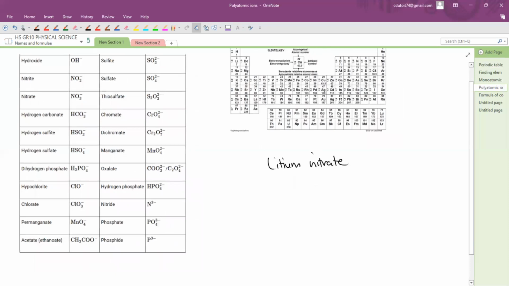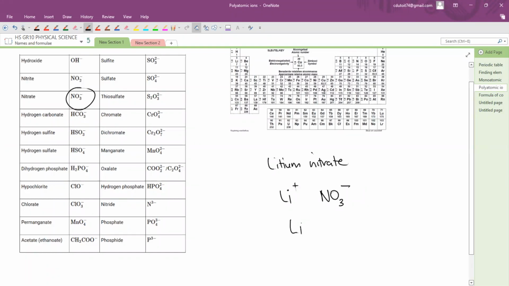Nitrate is something you studied. So lithium is in the periodic table. Lithium is in group 1, so the ion is +1. And nitrate you studied. There we go. Nitrate is NO3 1-. So how does that look now, Calvin?